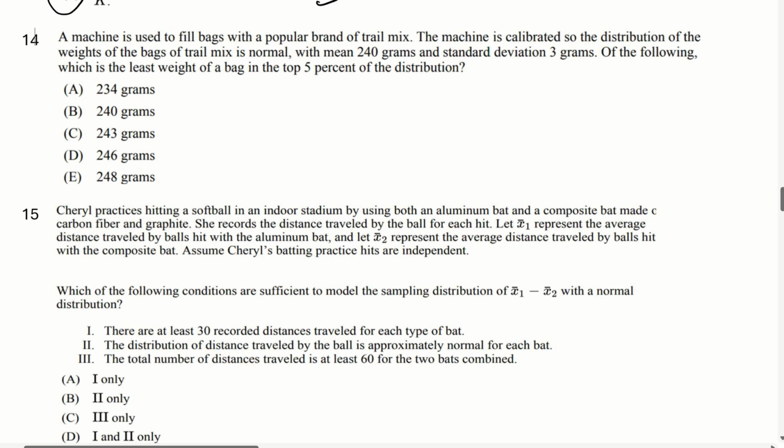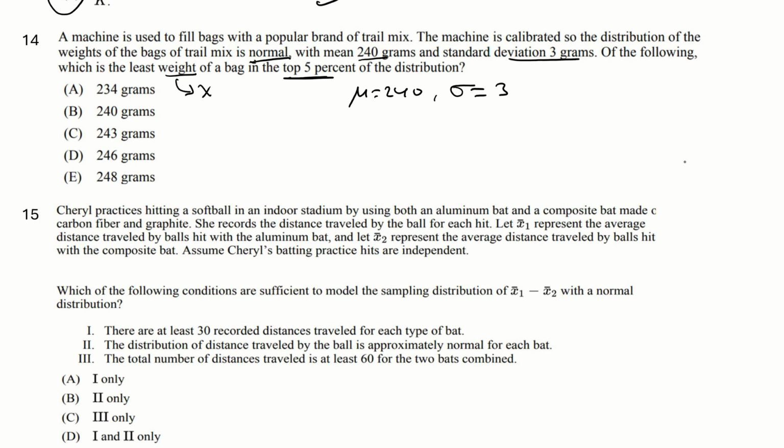A machine is used to fill bags with a popular brand of trail mix. The machine is calibrated so the distribution of the weights of the bags of trail mix is normal. Okay, so we got normal with a mean of 240 and standard deviation of 3. Of the following, which is the least weight of a bag in the top 5%? And you're just doing the least weight, so you're not doing X bar, right? You're just doing X, okay? So we want to figure out what X is. The top 5%.